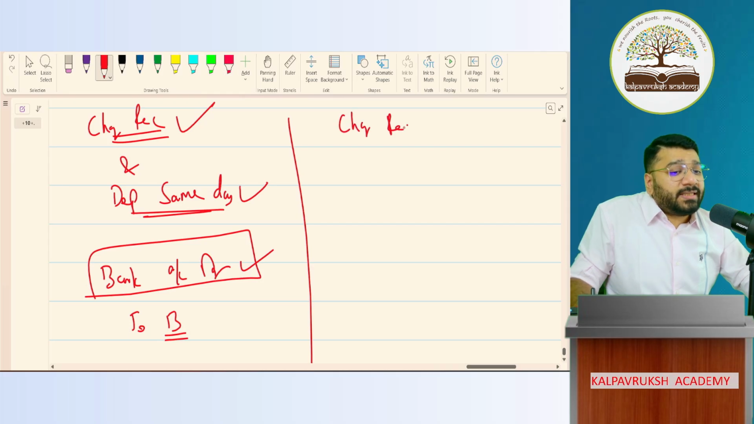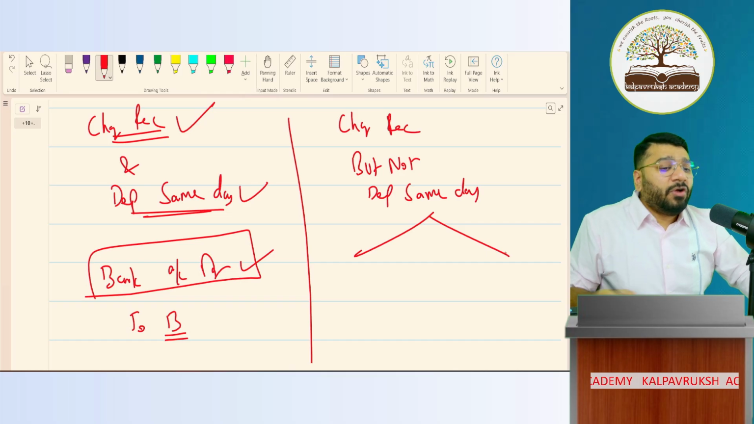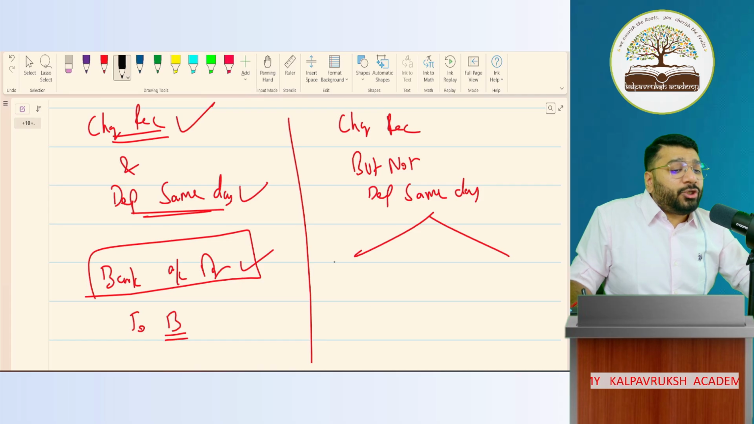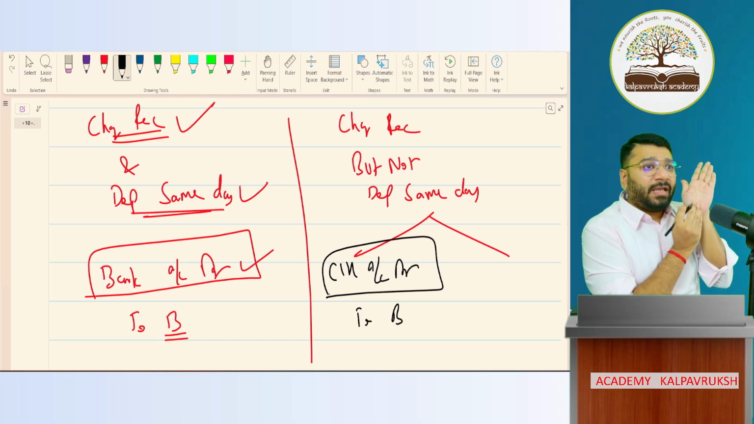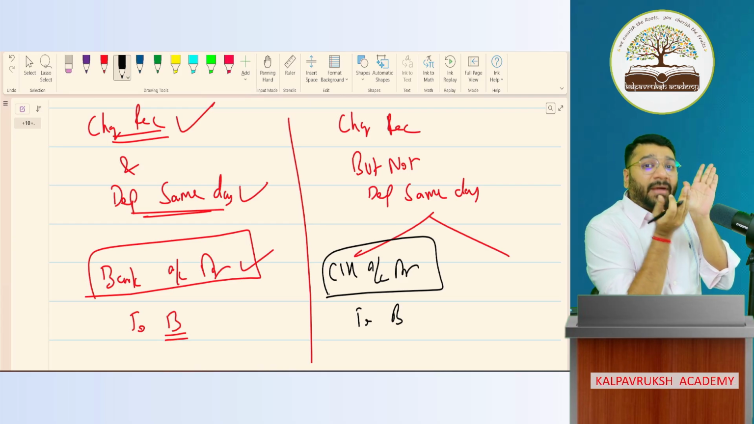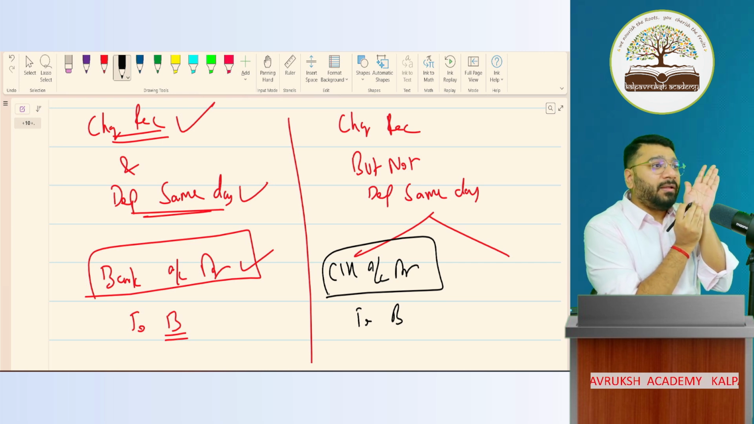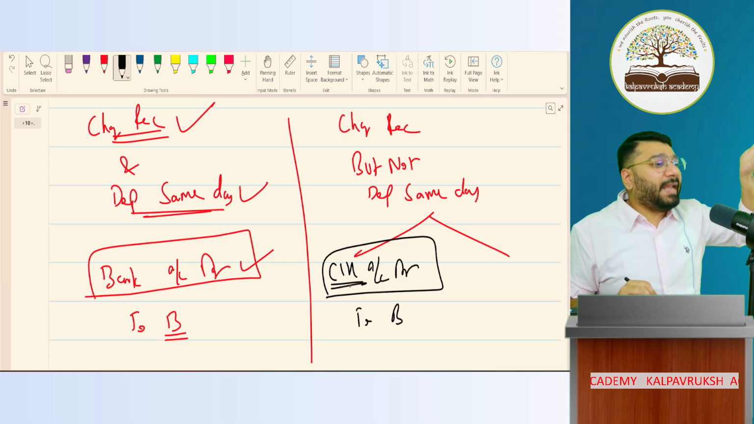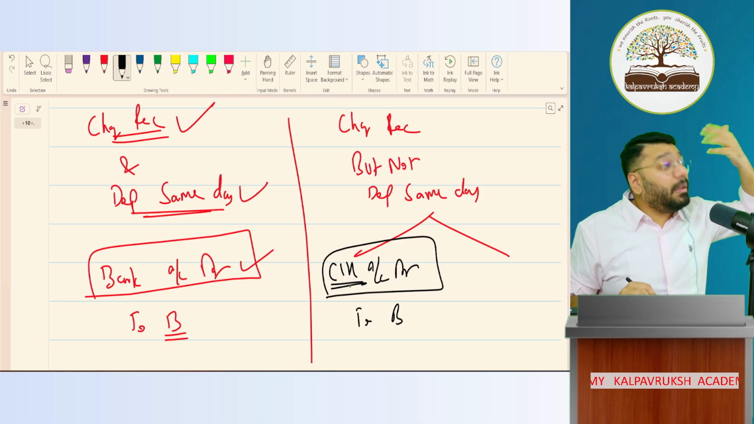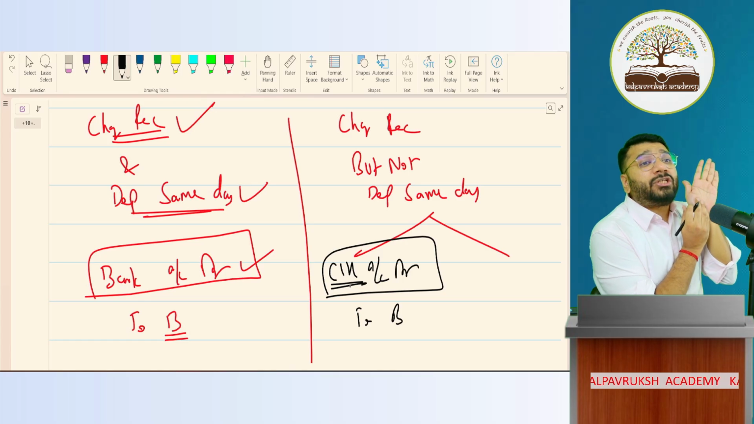But sometimes what happens is you receive the check but do not deposit it the same day. Now here there were two answers for 11th CBSE people. You were told that it should be check in hand account debit to B, because I got one asset in my hand in the form of a check, and this is not money so I cannot put cash account debit, and this is not money received in the bank so I cannot put bank account debit. It is in the form of a check in hand, so if any check is received and not deposited you have to show that separately in the balance sheet as check in hand.